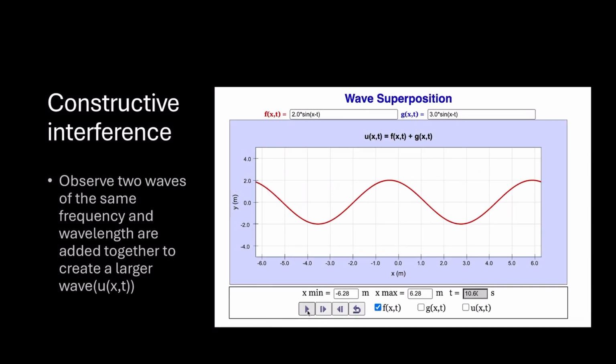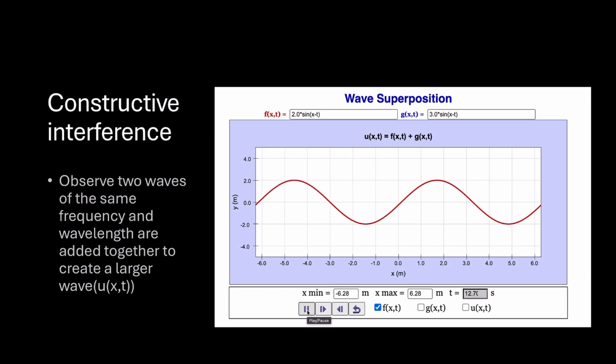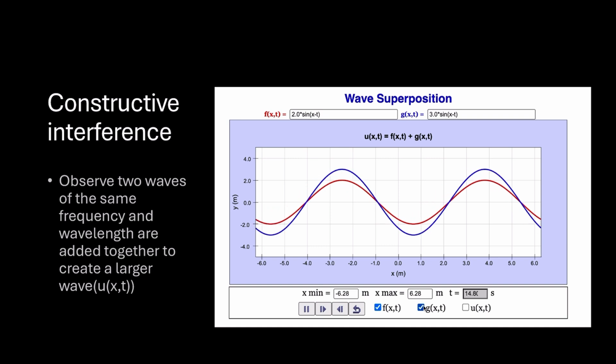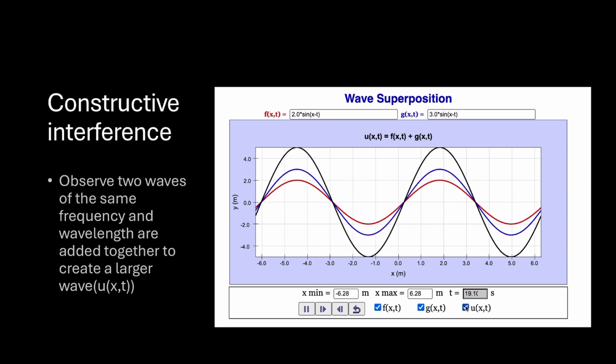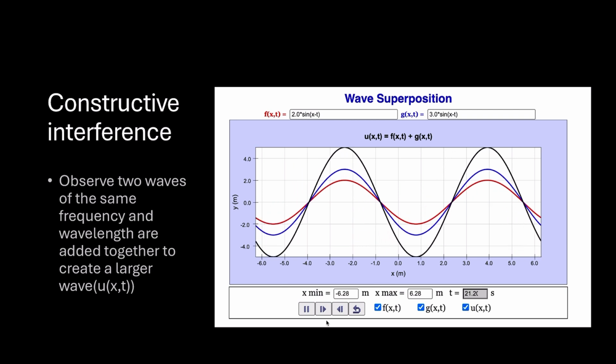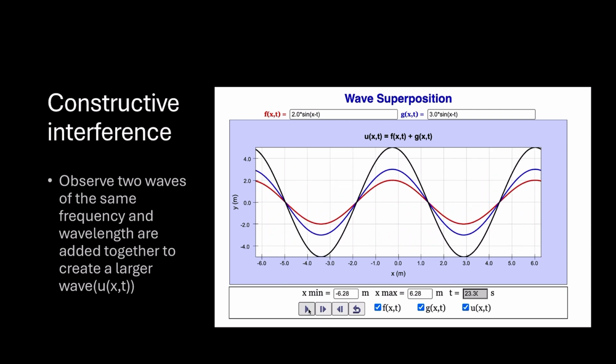Constructive interference is when two waves of the same frequency line up and produce a larger amplitude of sound. Observe the wave simulation. f(x,t) is the starting wave, and when a wave with a large amplitude g(x,t) is added, the final wave u(x,t) is the result of the added waves.